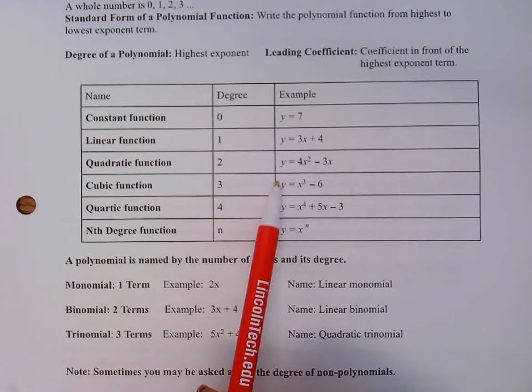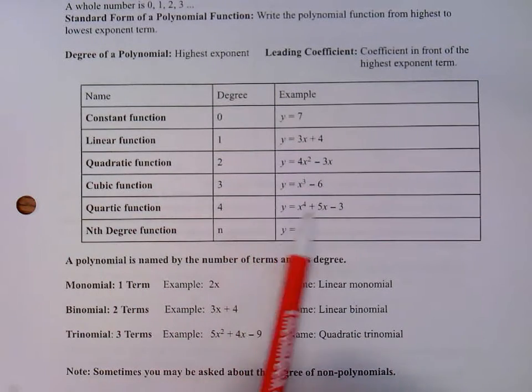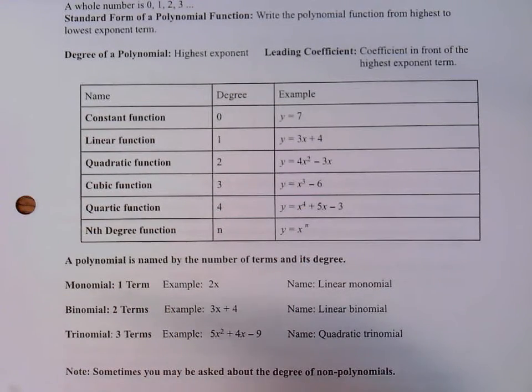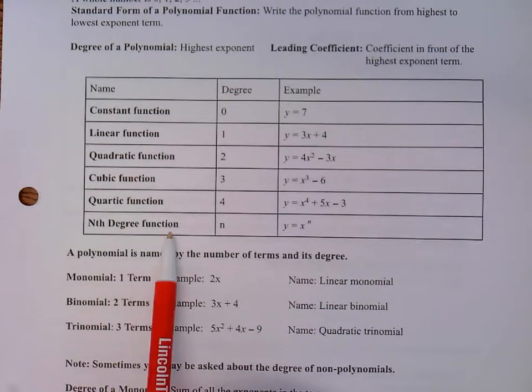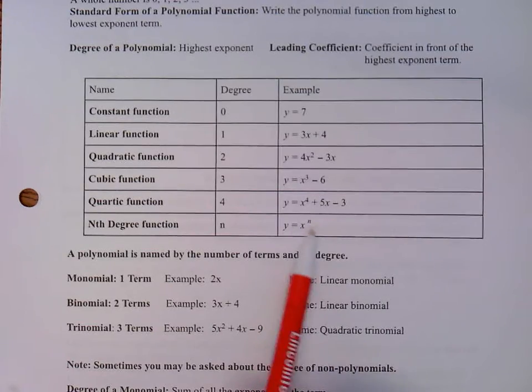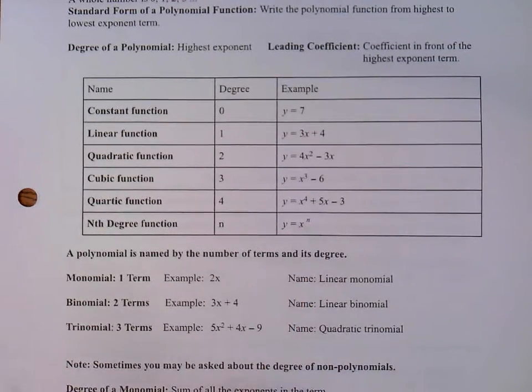And then cubic. Quartic means 4th degree. And then after that, we just say like 5th degree, 6th degree, 7th degree. So that's just called an nth degree function. So this is any power you want, ninth degree function.